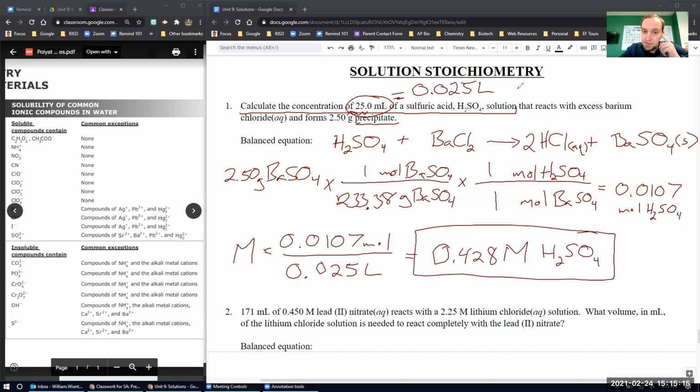So again, this took quite a bit. We had to predict the products. We had to determine which of the products was insoluble. Then we had to do a little bit of stoichiometry. And finally, we had to do the new part, which is the molarity. So let's go ahead and move on to the next one.